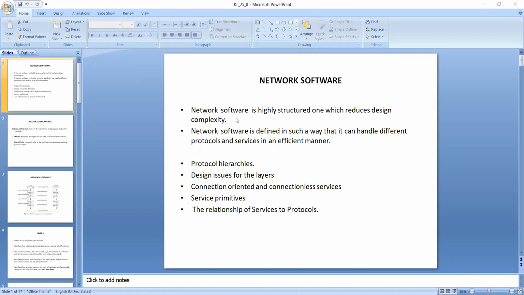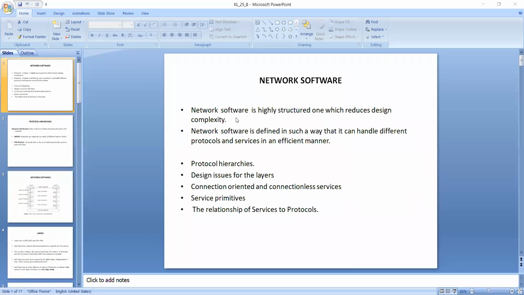The second point is, the network software is designed in such a way that it can handle different protocols and services in an efficient manner. The network software consists of many protocols and offers many services, but all those protocols and services are organized in a very efficient manner. That's why, with these two points, network software gained more popularity than network hardware.